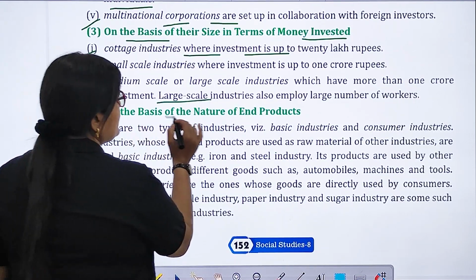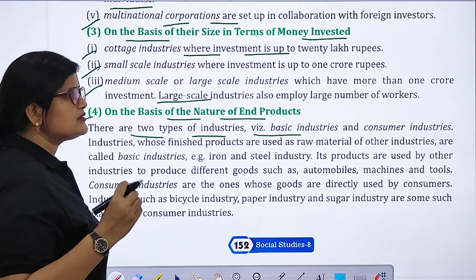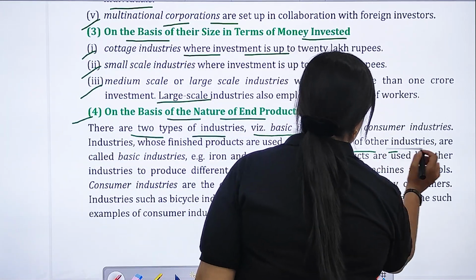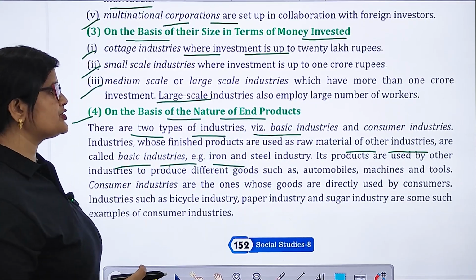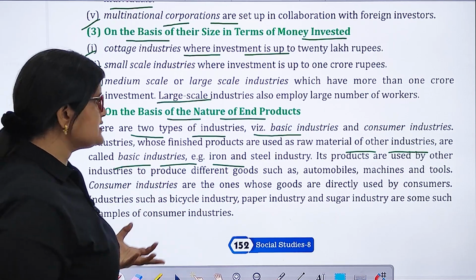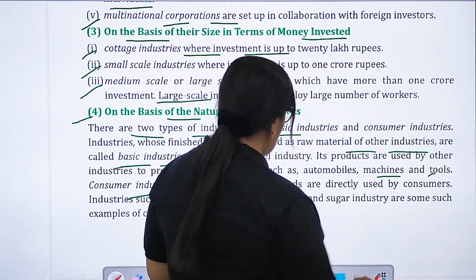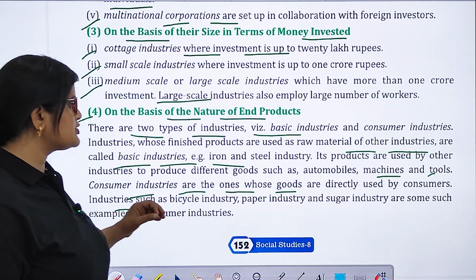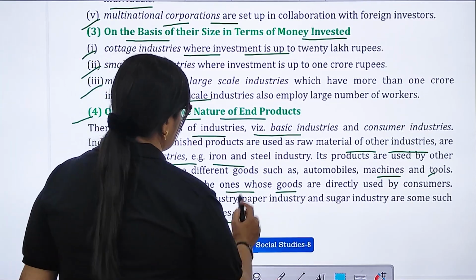Okay, on the basis of the nature of end products, there are 2 types of industries: basic industries and consumer industries. Industries whose finished products are used as raw material of other industries are called basic industries. Example, the iron and steel industry, its products are used by other industries to produce different goods such as automobiles, machines and tools. Consumer industries are the ones whose goods are directly used by consumers, such as bicycle industries, paper industries and sugar industry.